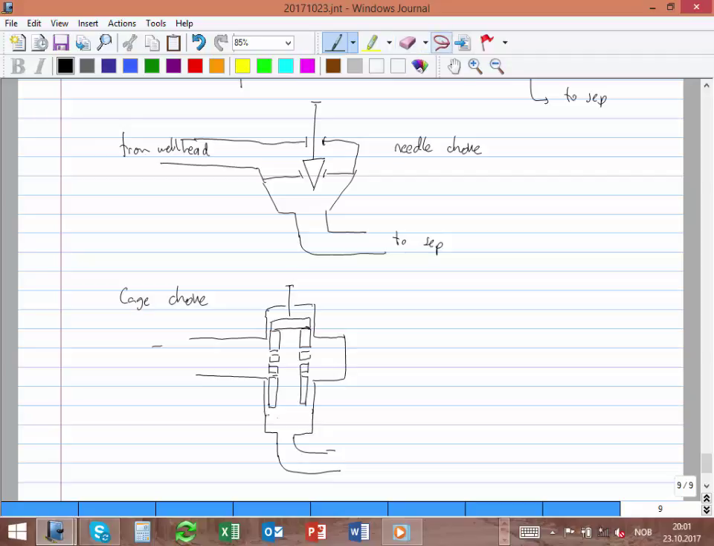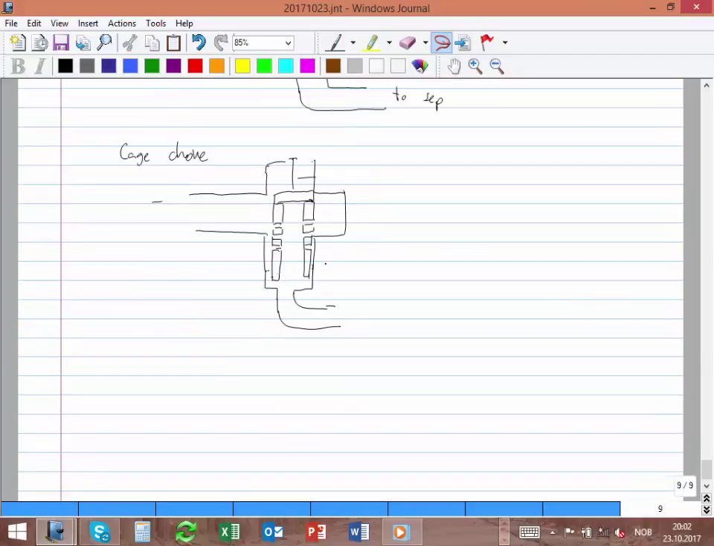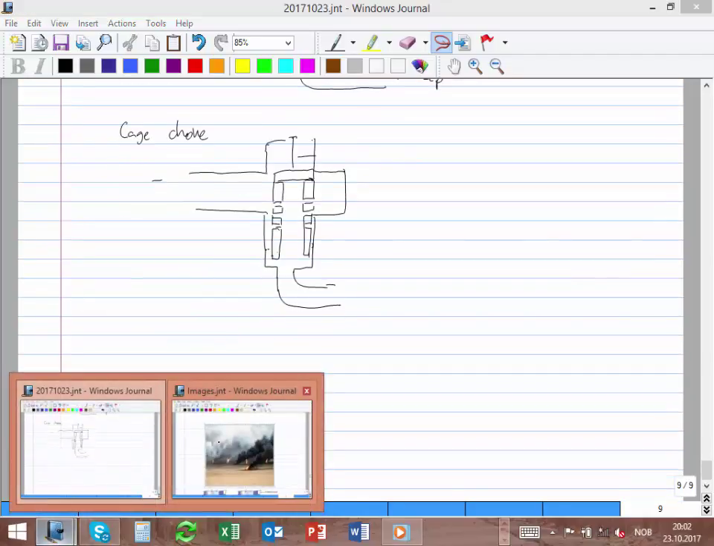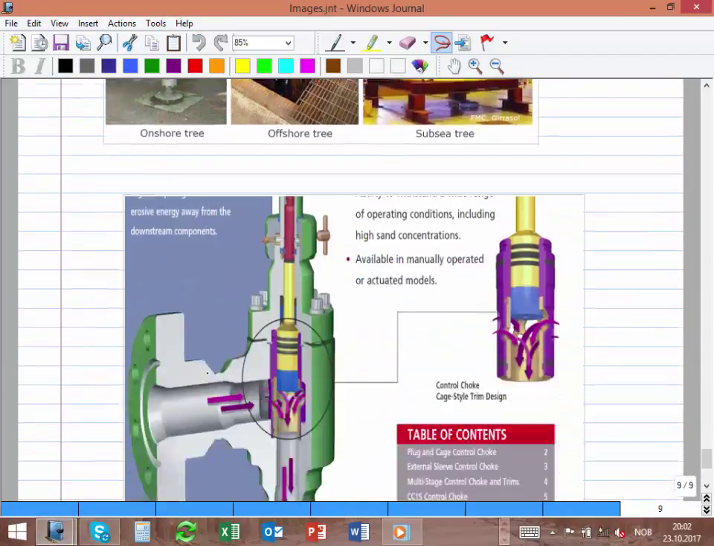So when it's in the highest position, you have a lot of holes exposed to the flow. So the flow comes here, enters through the holes and continues down. When I want to restrict the flow, I pull it down, and then I have fewer holes exposed, and then the pressure drop is higher. More or less, you got the idea from the bad drawing? Okay, so let me show you now a better picture.